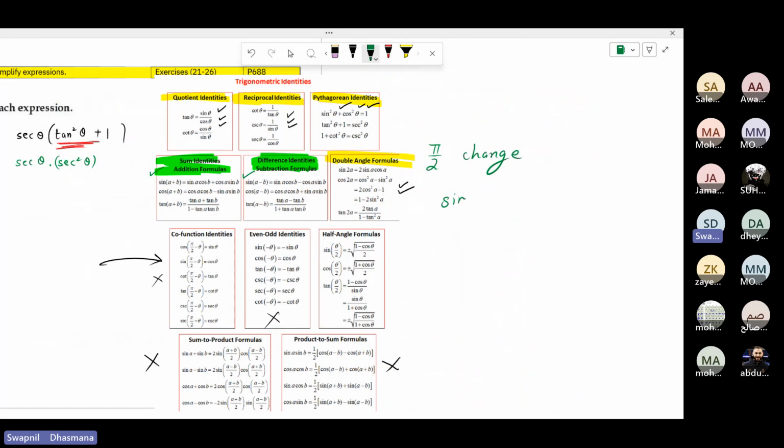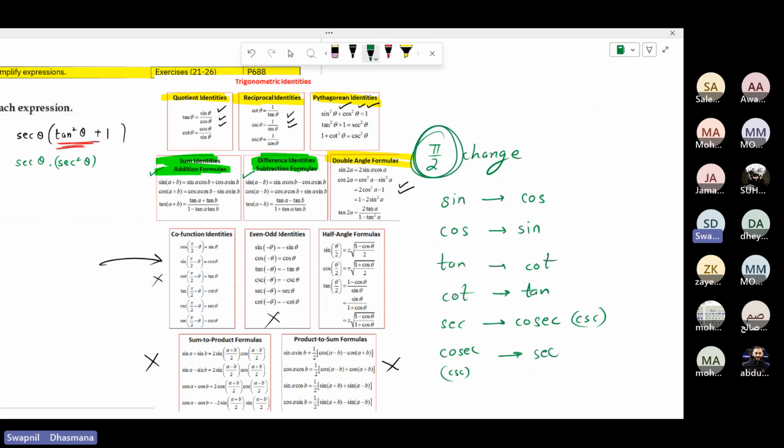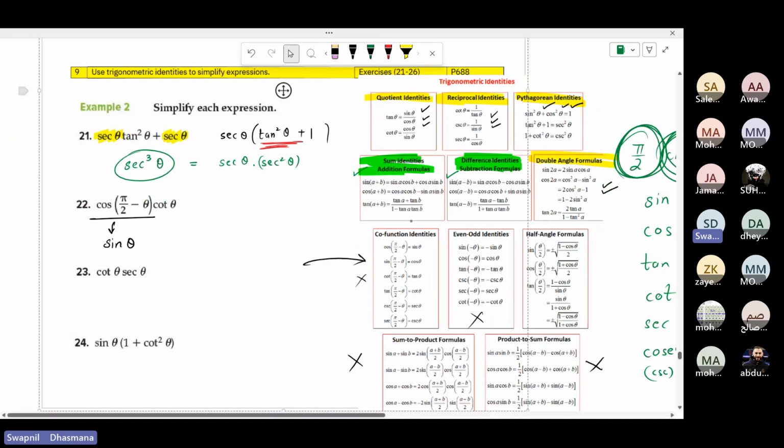So sine changes to cosine. Cosine changes to sine, obviously. Tan changes to cot, and cot obviously changes to tan. Sec changes to cosec, and cosec changes to sec. When you have pi by 2, then it changes. So you see, this is the simple explanation of this rule.